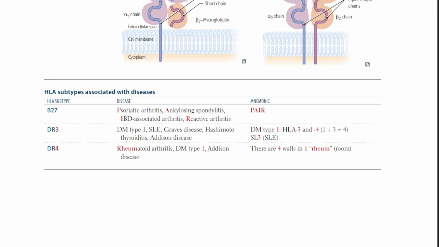DR4 is associated with rheumatoid arthritis. Remember that there are four walls in one room. And for diabetes mellitus type 1, remember the same pattern.